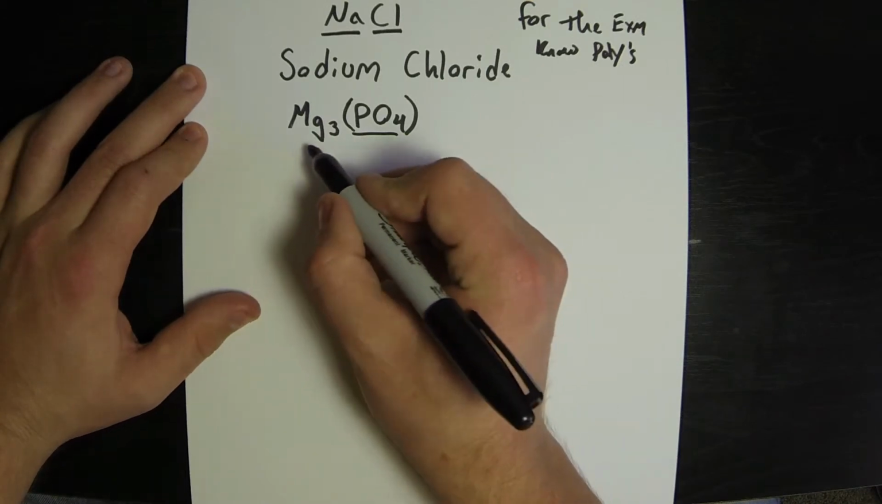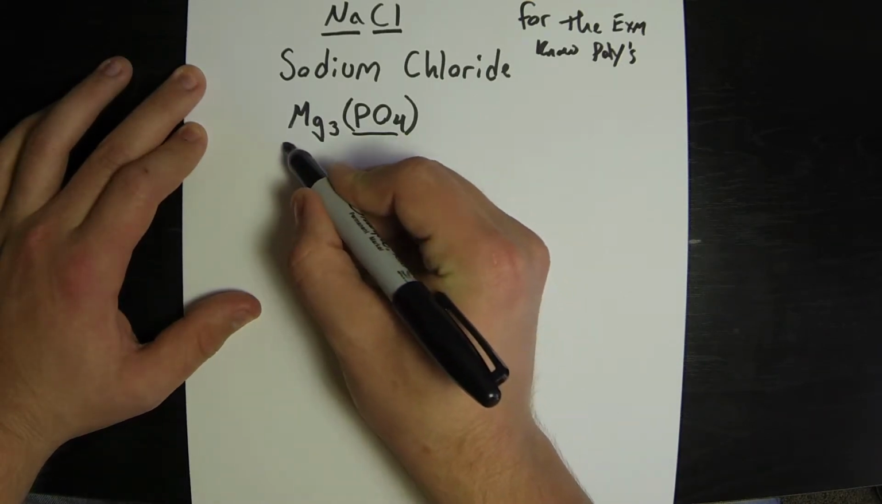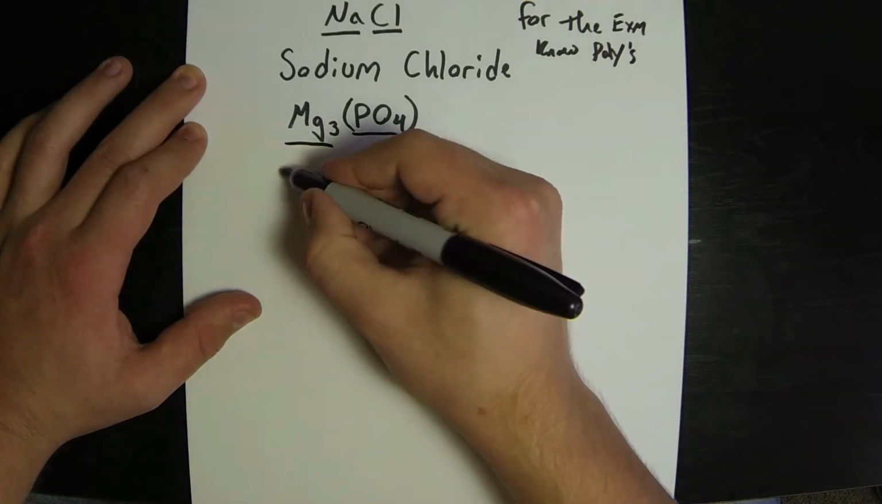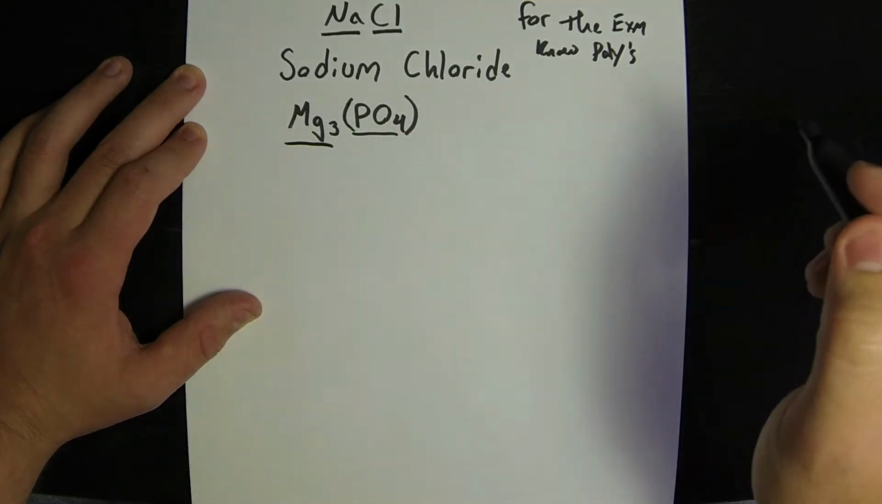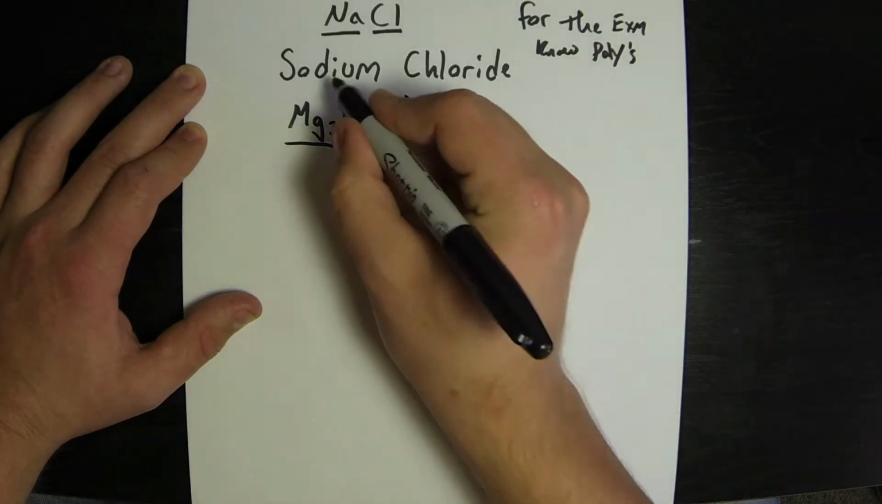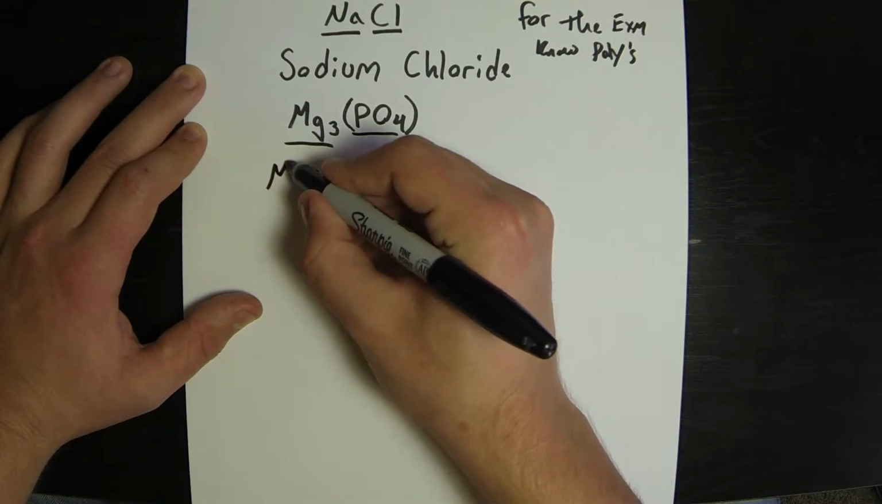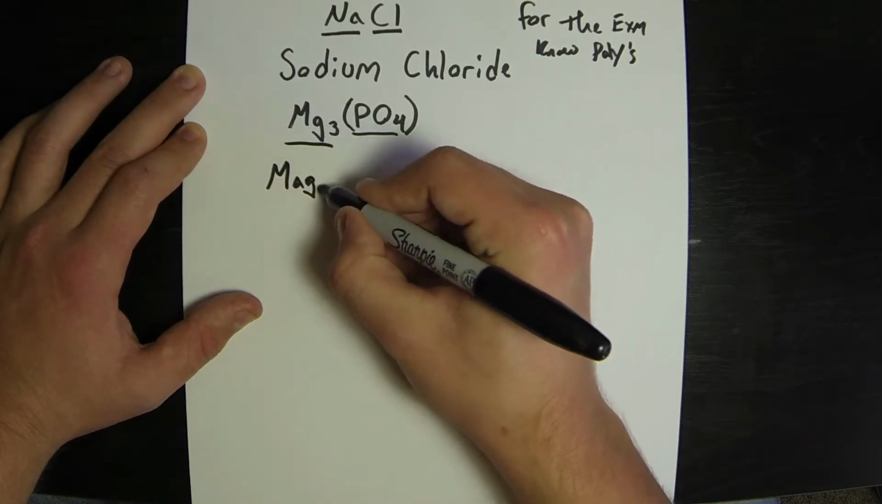So what we have here is magnesium. We've got a metal bonded to a nonmetal. So first things first, write the name of the metal. Magnesium.